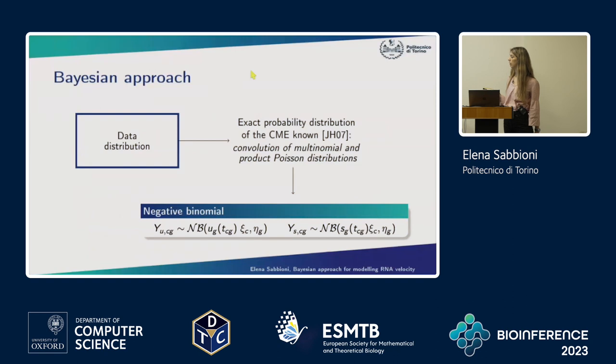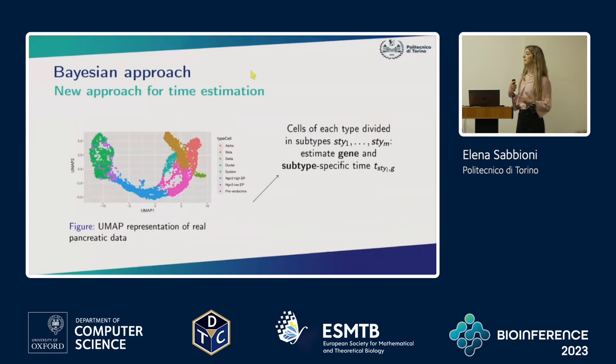The first parameter of the negative binomial is the mean of the distribution, and we center the distribution on this parameter here that has a first part that is given by the capture efficiency parameter, and the second part is the most important one, and is the solution of the ODE system for that specific cell.